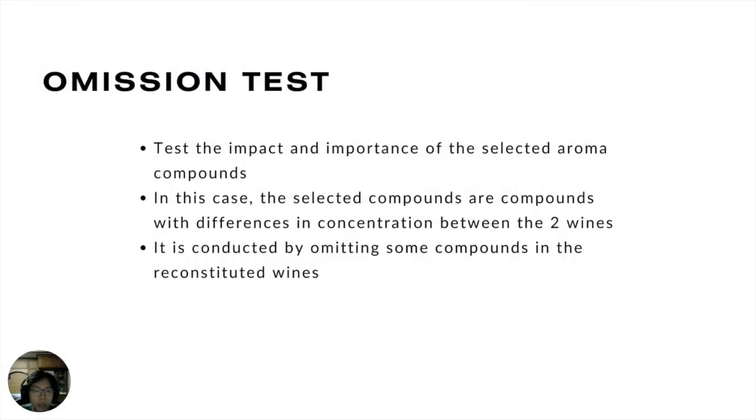And as for the omission test, it is used to test the impact and importance of the selected compounds on the aroma profile of the wines. In this case, the selected compounds are the compounds with a difference in concentration between the two wines. And the test is conducted by excluding the selected components from the recombination of the wines.